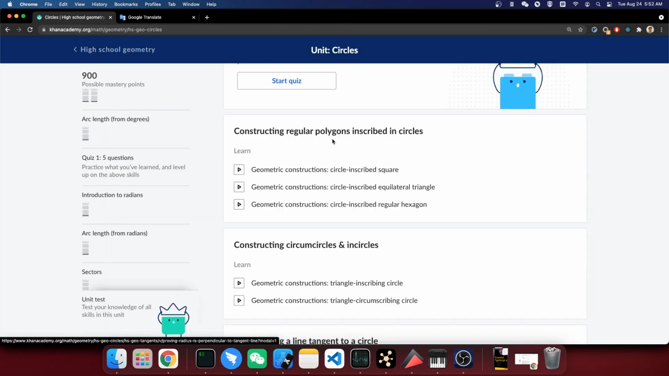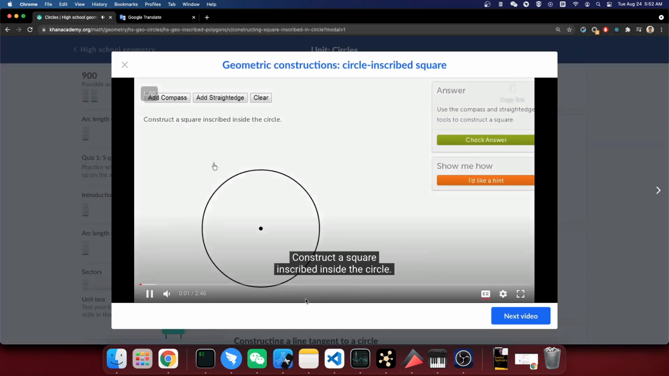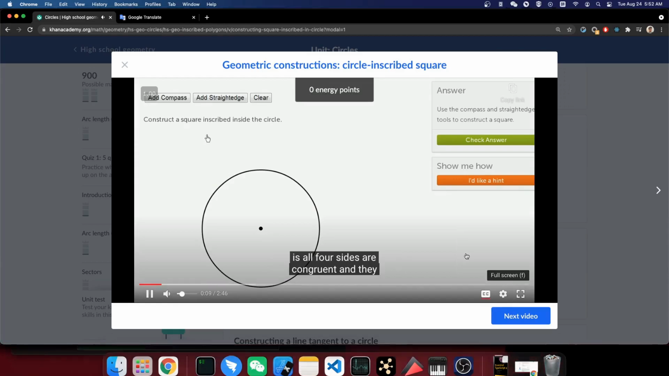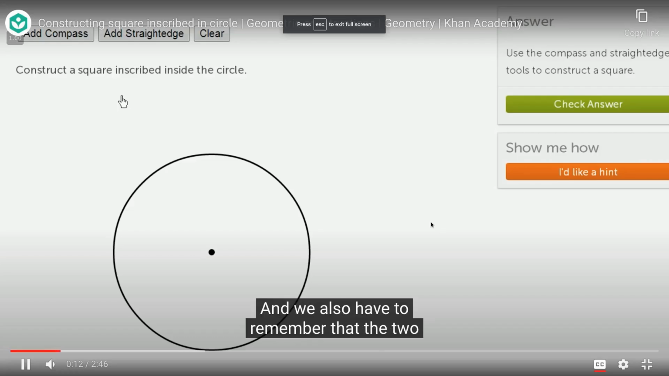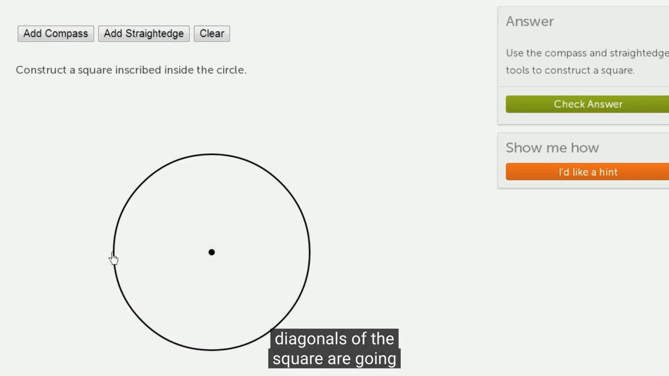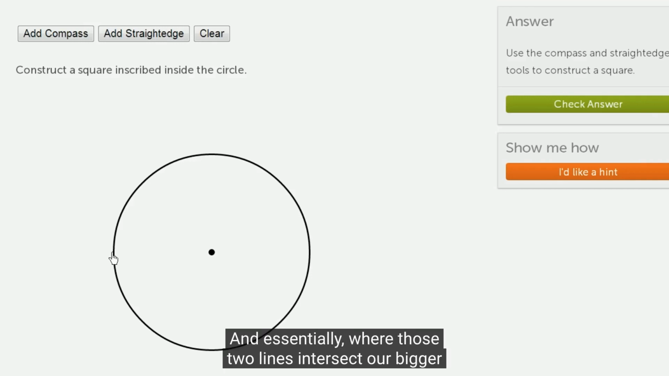Constructing regular polygons inscribed in a circle. That's the polygons related to the concept of circles. That was unexpected. Construct a square inscribed inside the circle. In order to do this, we just have to remember that a square has all four sides congruent and they intersect at right angles. We also have to remember that the two diagonals of the square are going to be perpendicular bisectors of each other. So let's see if we can construct two lines that are perpendicular bisectors of each other. And essentially where those two lines intersect our bigger circle, those are going to be the vertices of our square.